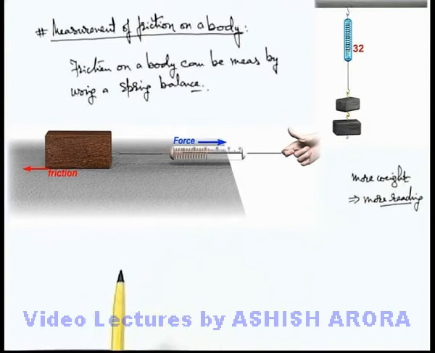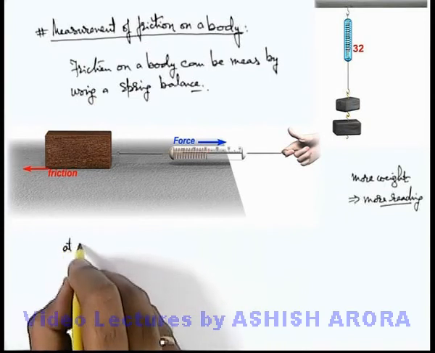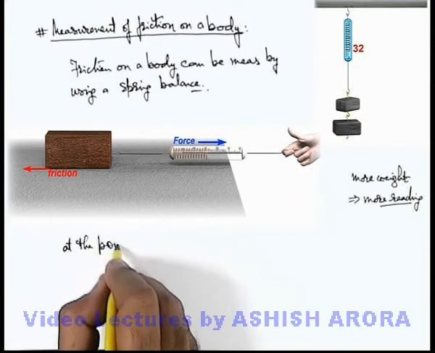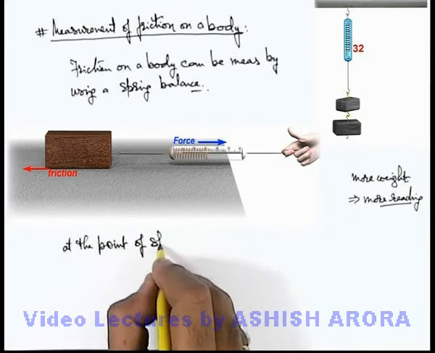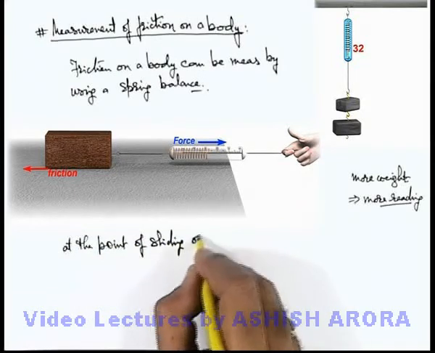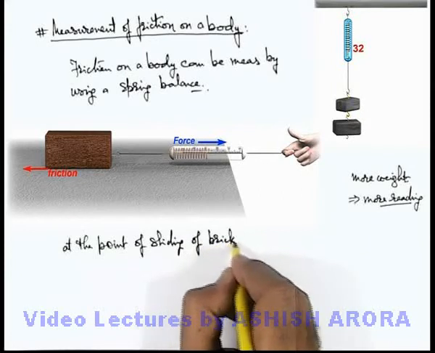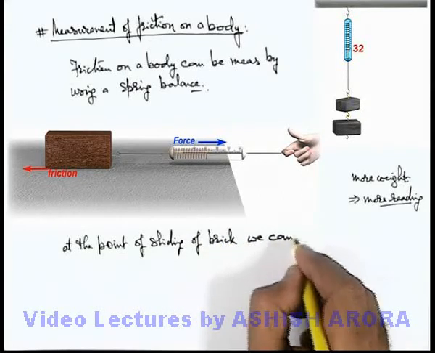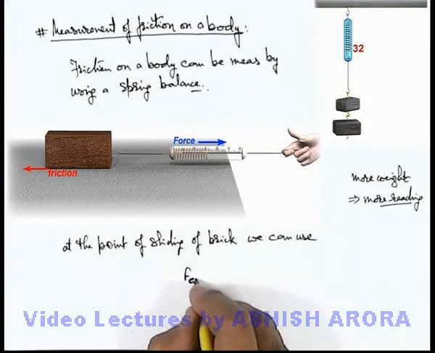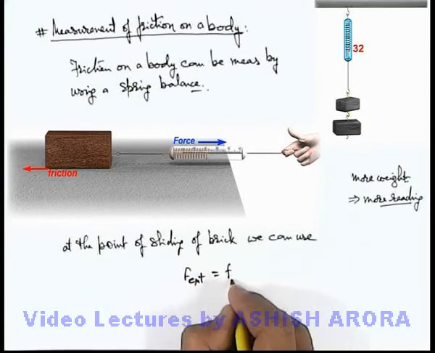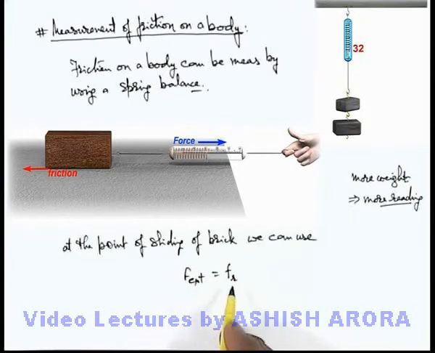And if it is at rest, the external force is completely balanced by the friction force because the two are acting in opposite directions. So here we can see that at the point of sliding of the brick, the external force which is applied is exactly equal to the maximum value of friction, and as soon as the force exceeds this value, the brick starts sliding.